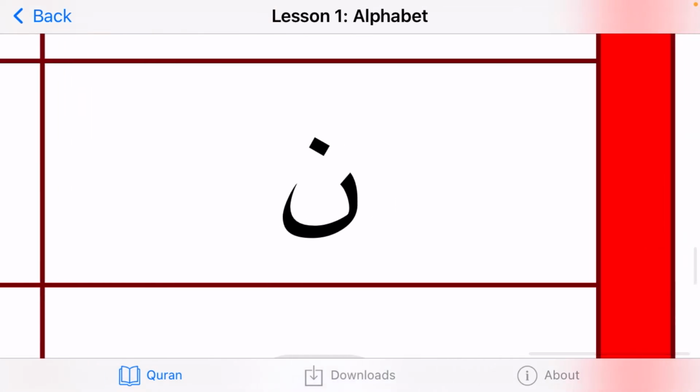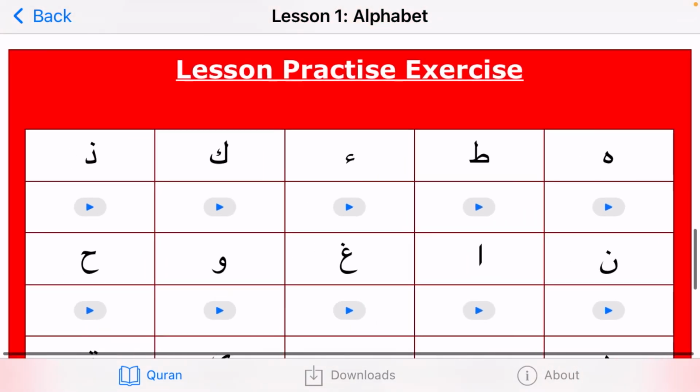The last letter we'll be doing for today, noon. The difference between noon, ba, ta, and tha is that noon has 1 dot above, ba has 1 dot below, ta has 2 dots above, and tha has 3 dots above. So you can look through the other letters.